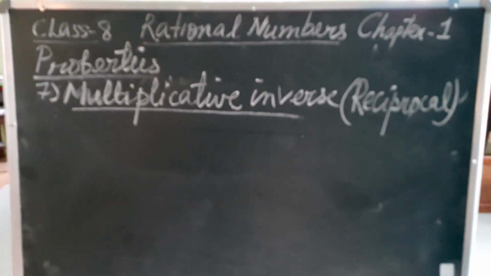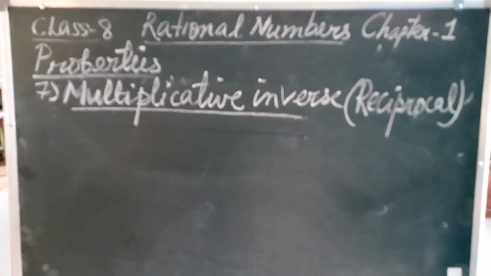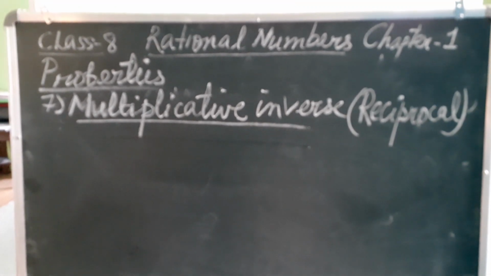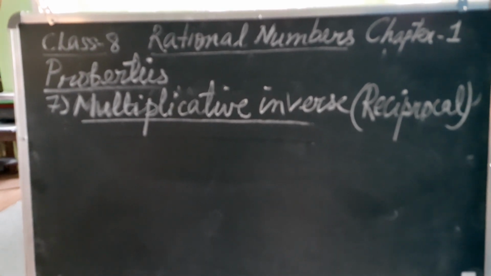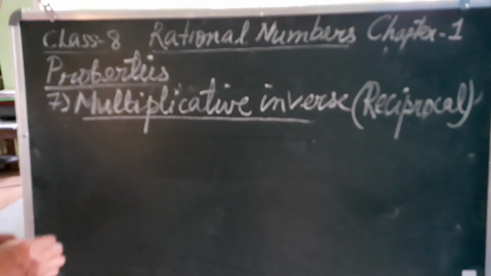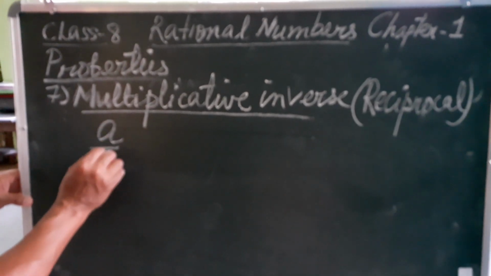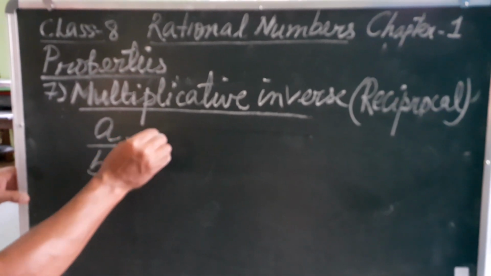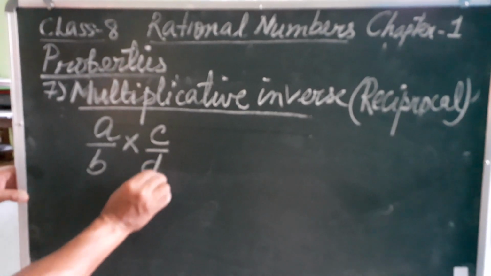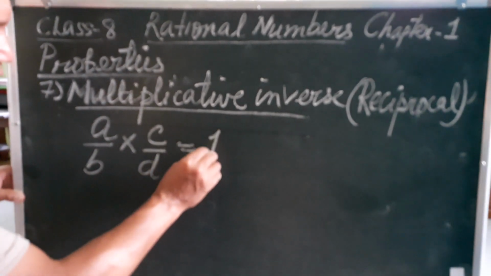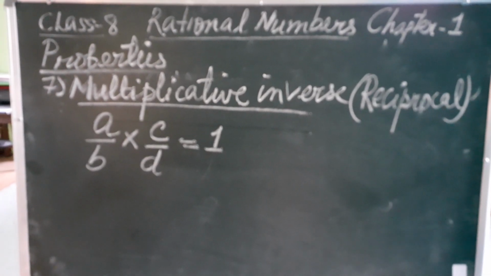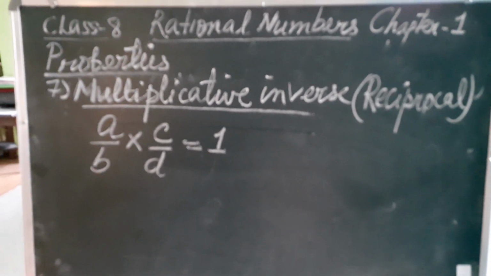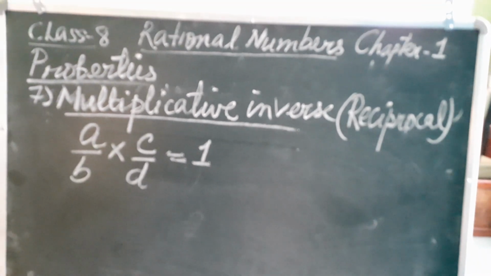If a by b and c by d are rational numbers, and if the product of these two rational numbers, a by b into c by d, is 1, then each of them is called a multiplicative inverse of the other, or the reciprocal of a number.